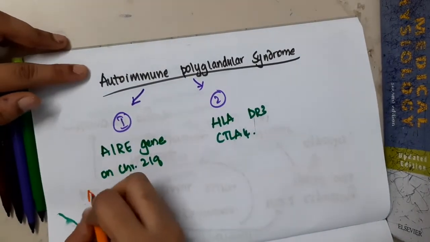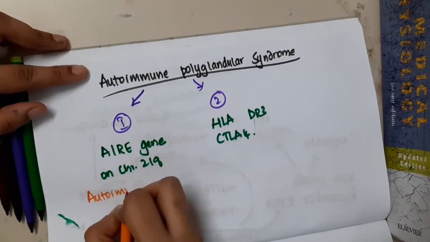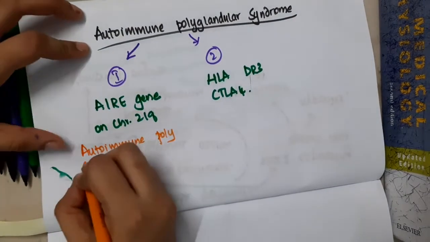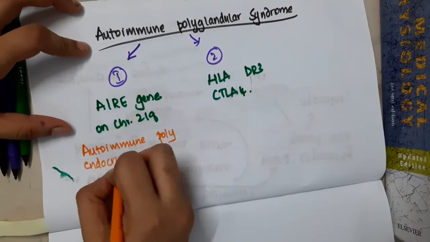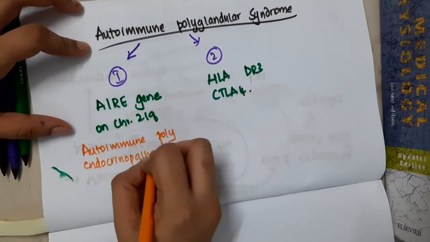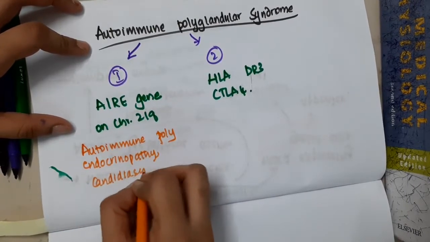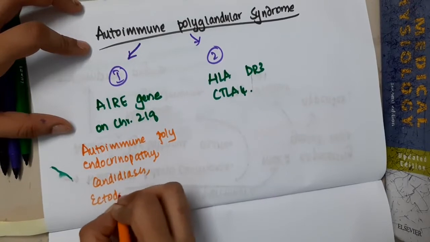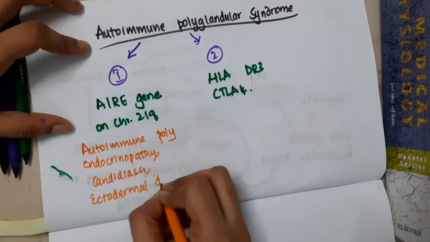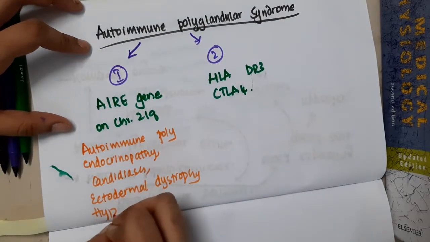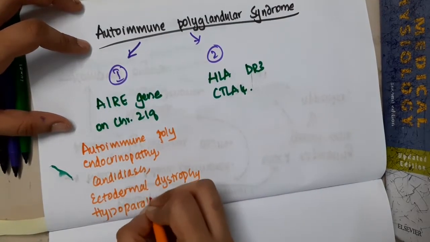So in type 1 you will see the presence of autoimmune polyendocrinopathy, then candidiasis will be seen, ectodermal dystrophy is seen, then you will see the presence of hypoparathyroidism.